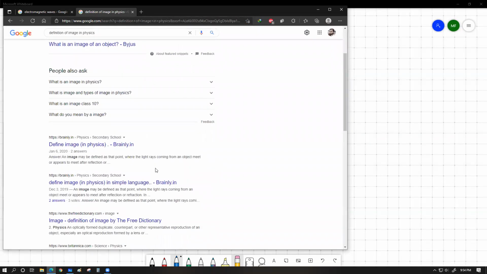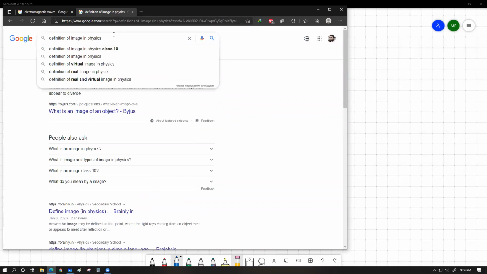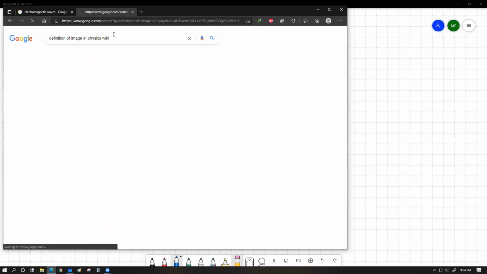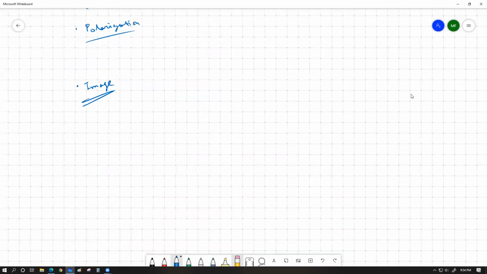Definition of an image, do we have the Wikipedia definition? In optics, an image is defined as a collection of focus points of light rays coming from an object. A real image is a collection of focus points actually made by converging rays, while a virtual image is a collection of focal points made by the extension of diverging rays. Actually, this one makes a more complete definition. So let me just clear this up.